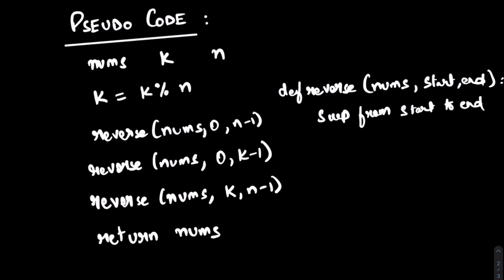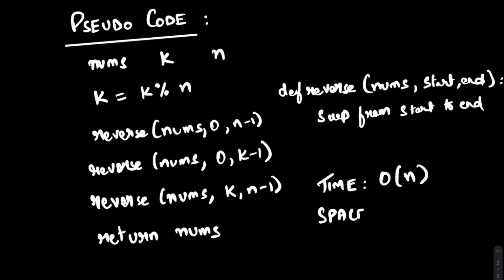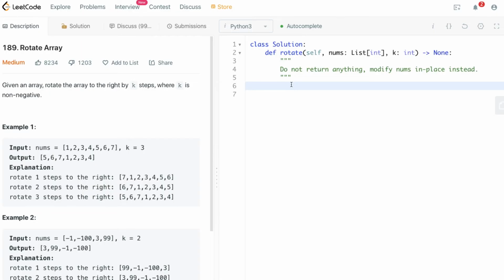If you look at this code, we're just doing multiple reverses which all have a time complexity of big O of n. So even if you added all of those, the time complexity would be big O of n. We're not using any additional space. The space complexity would be big O of 1 or constant space. This looks like a good solution to this problem. Let's go ahead and code the solution on Leetcode.